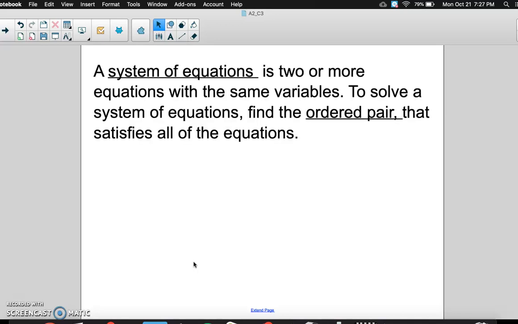At the top of the page, it gives you some fill in the blanks. And what's going to go in those is systems of equations and ordered pair. So basically a system of equations is just two equations that have the same variables. We're almost always going to use x and y. To solve a system of equations, we're going to find the ordered pair that satisfies all of the equations. This is easier to see in examples, so I'm going to hop on to the next page.